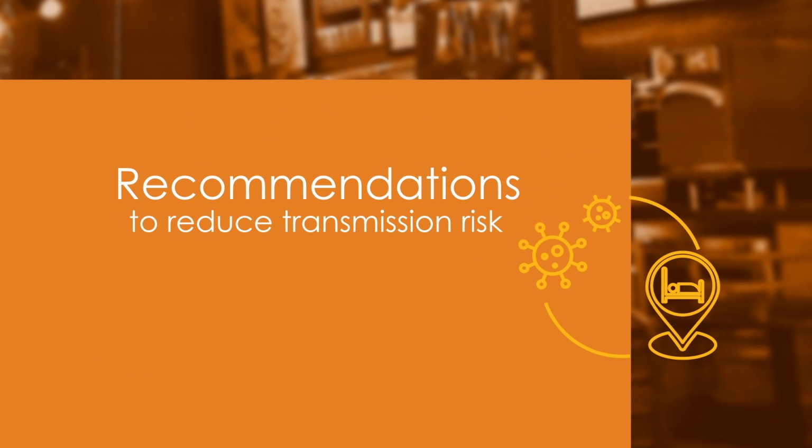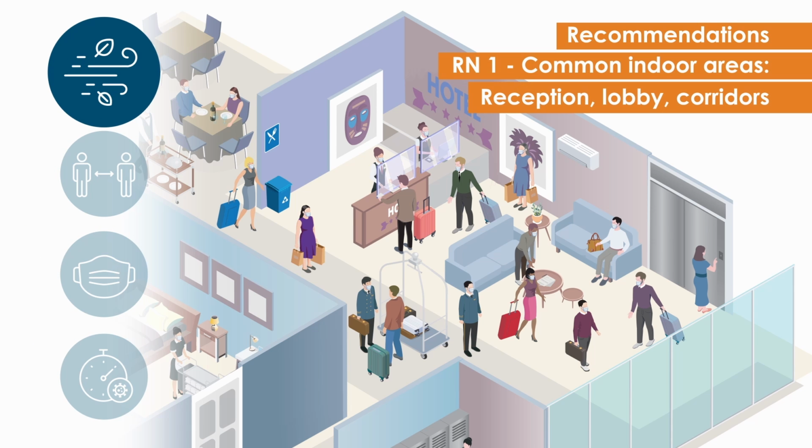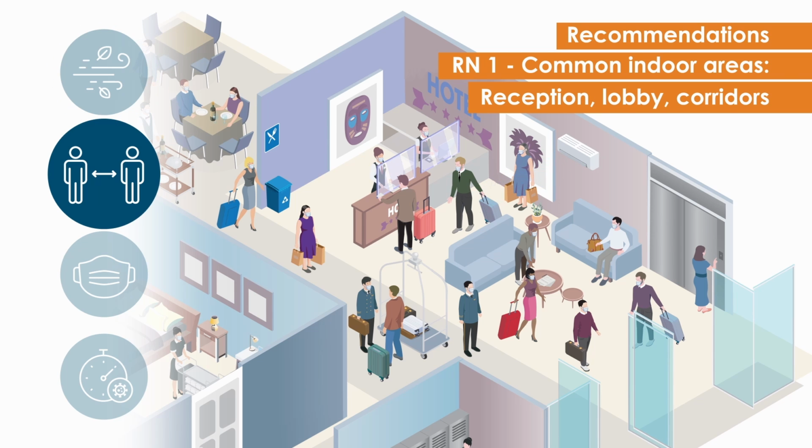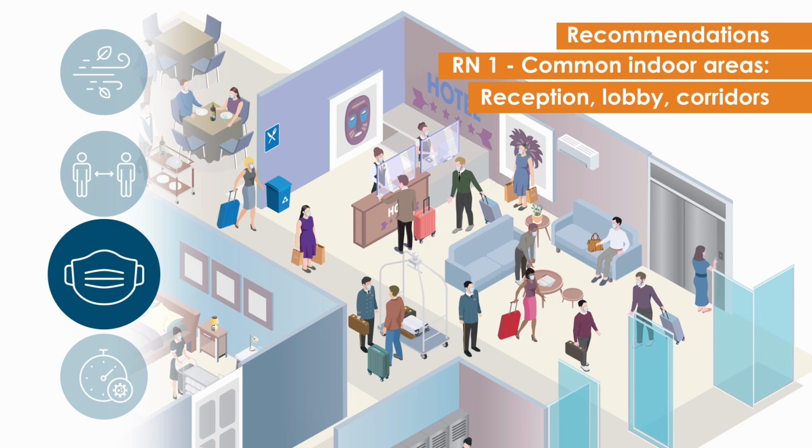Recommendations to reduce transmission risk. Ensure adequate ventilation. Keep the doors open, creating drafts. When the amount of renewed air is insufficient, activate the air conditioning to exchange the largest amount of indoor air for outdoor air. Avoid recirculation. At the reception, install protective screens to avoid contagion by droplets. Encourage employees and customers to maintain the safety distance. And monitor the correct and continuous use of face masks.